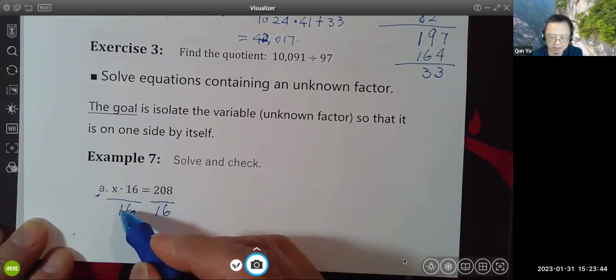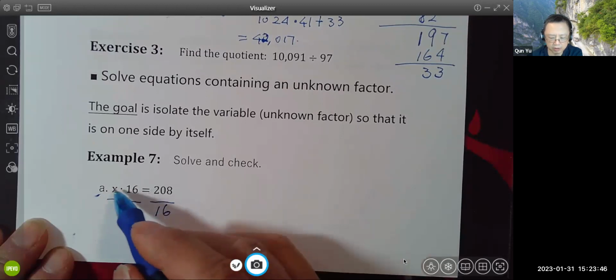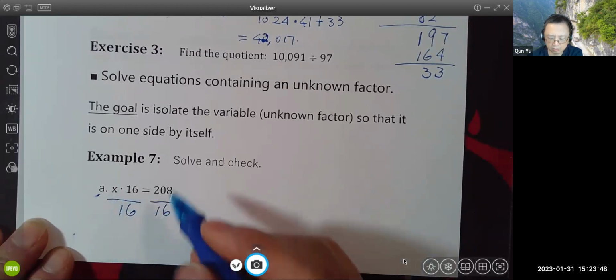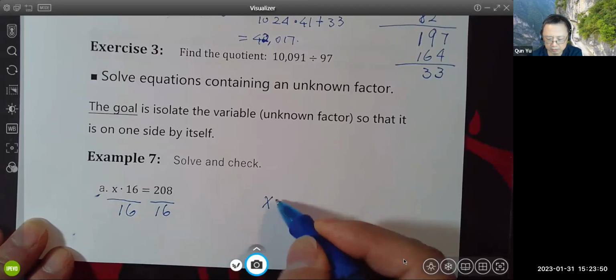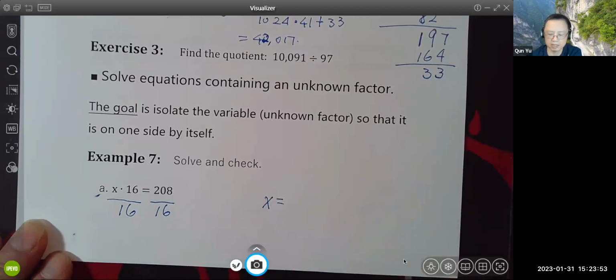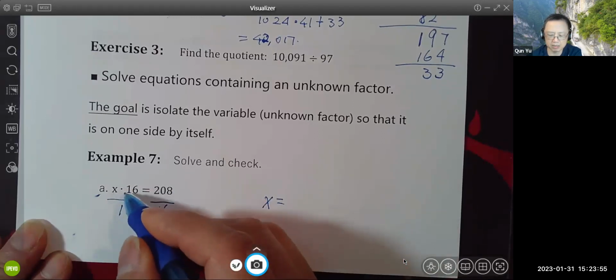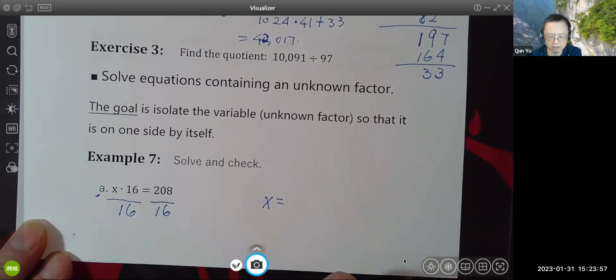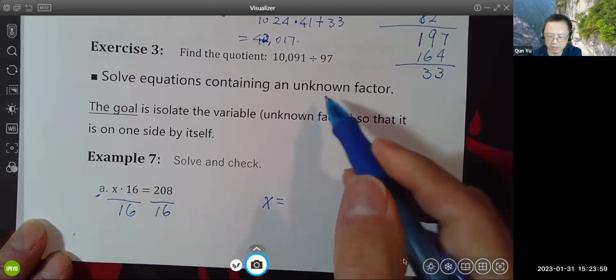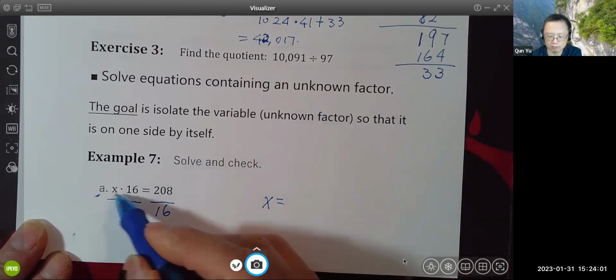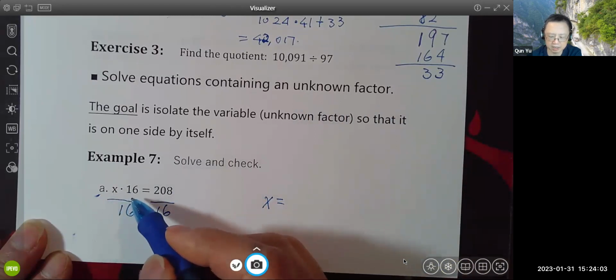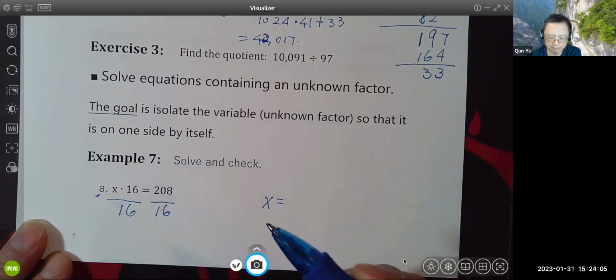16 divided by 16 is 1. So x times 1 is x. So we're going to get 1x. That's our goal. That's why you want to divide by the number that is with x. That's why we call it unknown factor, because it's to multiply together in the multiplication. Each number is called a factor.